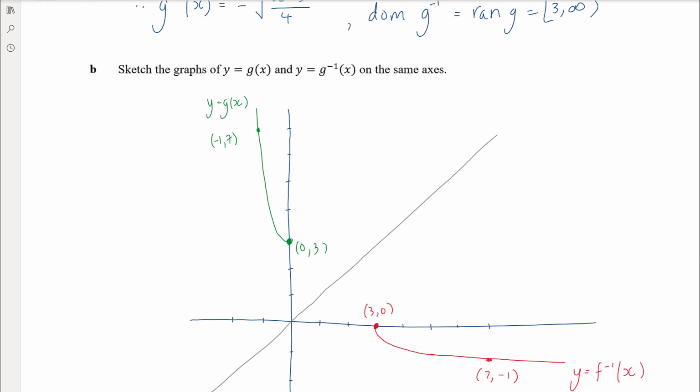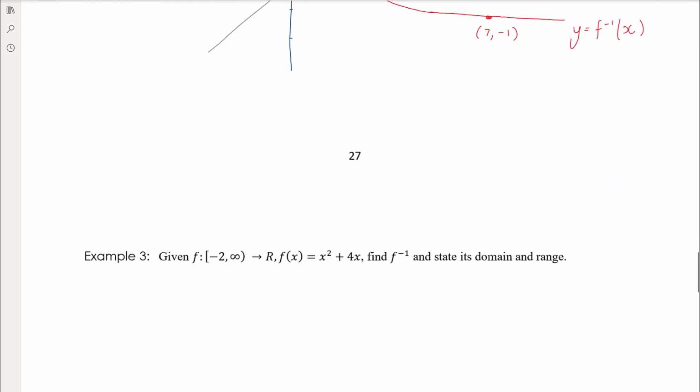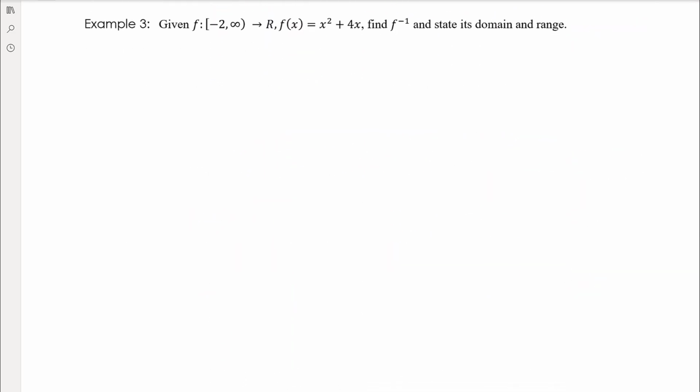So sketch the graphs on the same axes, all done. Okay, third and final example here. Again, we've got a function. This is again a quadratic function. It again has a domain restriction, one would assume to make it a one-to-one function. We'll have a look at that in a second. We want to find the inverse function and state its domain and range.